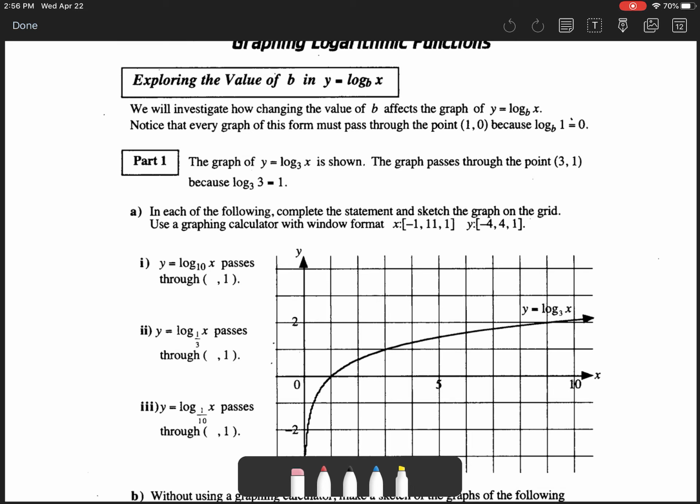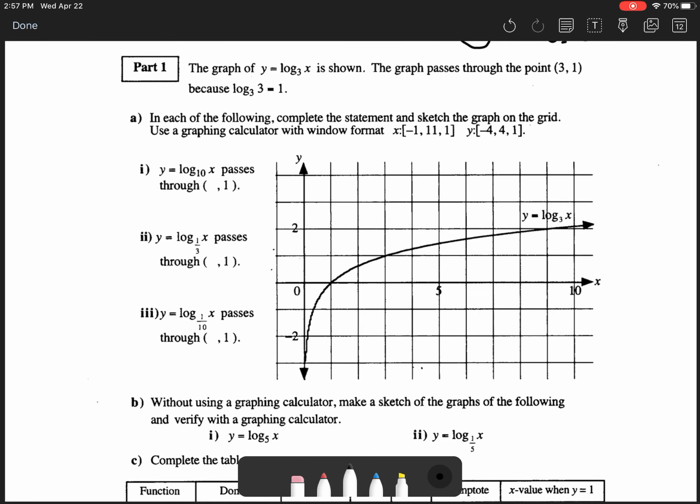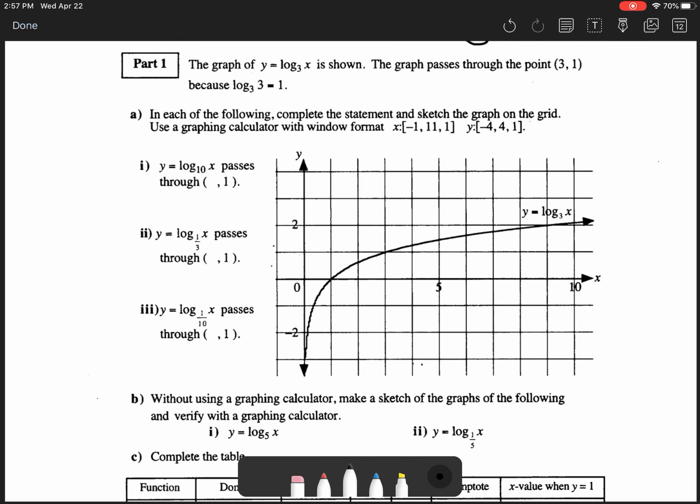The first thing they ask us to do is explore the value of b in y equals log base b of x. We'll investigate how changing the value of b affects the graph of log base b of x. Notice that every graph of this form must pass through the point (1, 0), because log base b of 1 is equal to 0. Remember that b to the exponent of 0 must equal the argument, which is 1, and anything to the exponent of 0 is 1. So that means all of the x-intercepts are going to be at 1.